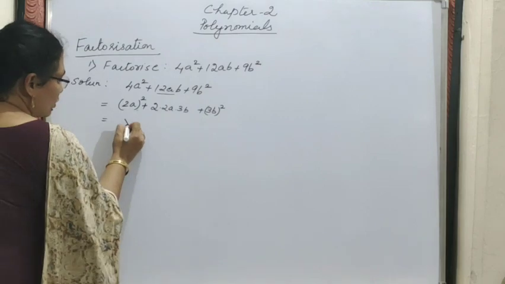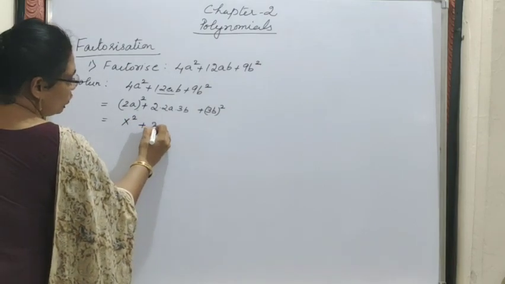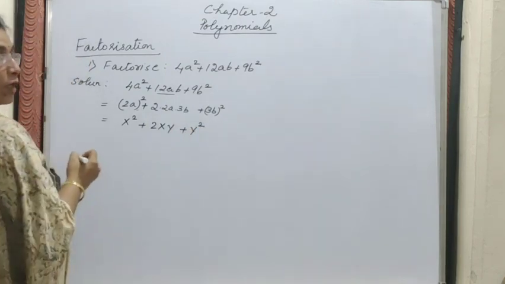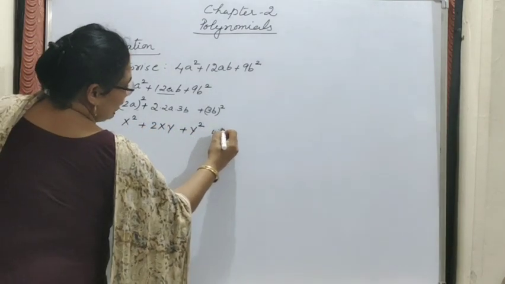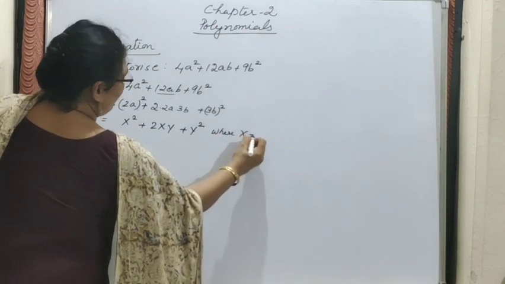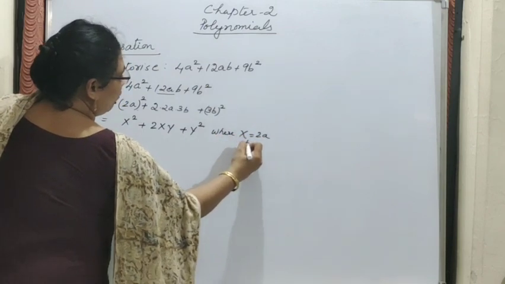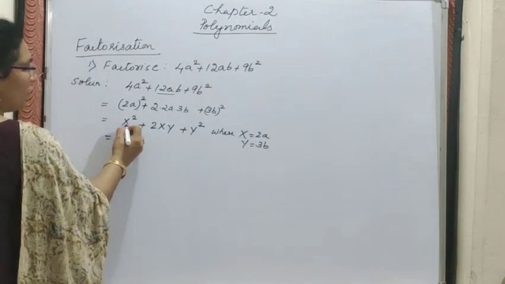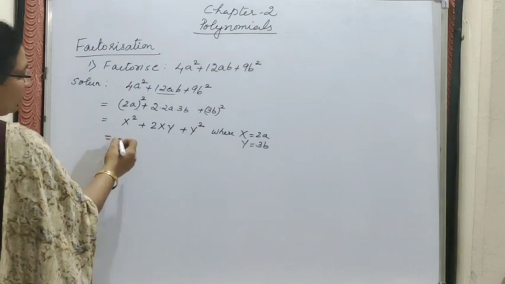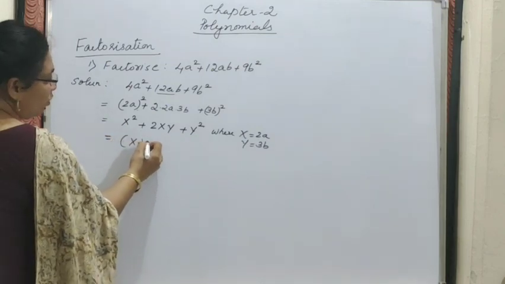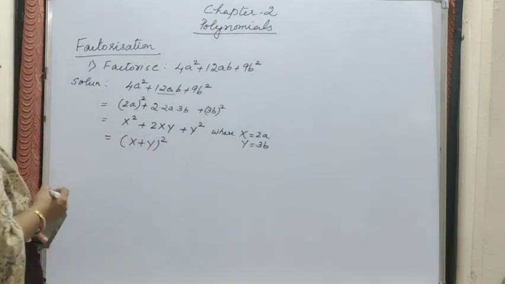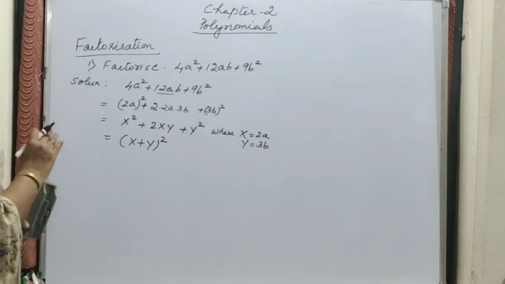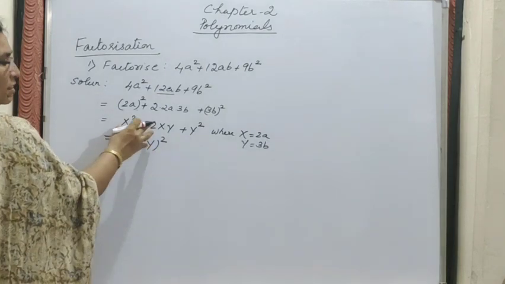That is, here x square I will write plus 2xy plus y square. It's not completed. What should I write? Where x equal to 2a and y equal to 3b. If that is the case, these three terms can be put in the form x plus y whole square. Right? We can write this in the form x plus y whole square. This is the general form.